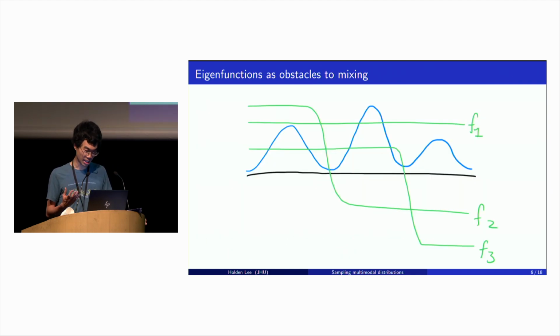To understand this condition, we can think about what the obstacles to mixing are if we have a multimodal distribution. If you look at the eigenfunctions, then you have k bad eigenfunctions, which are ones which are almost constant on some of the modes.